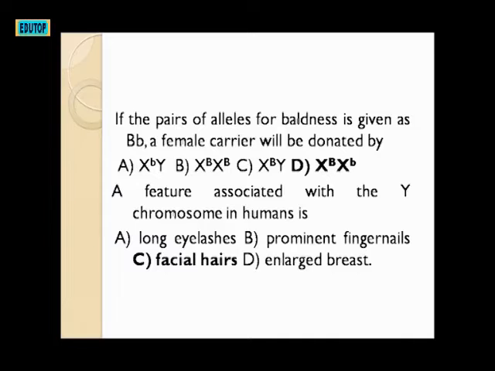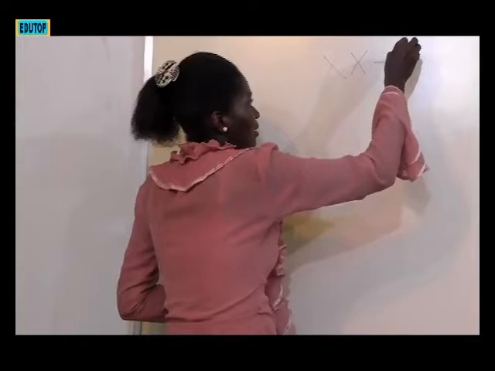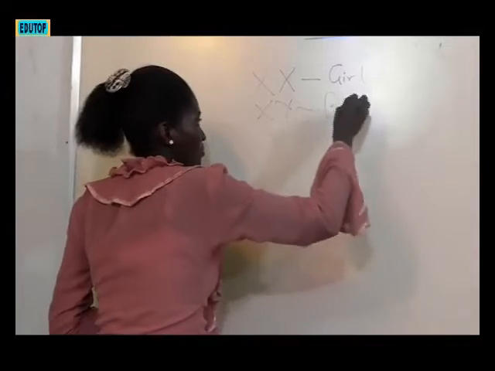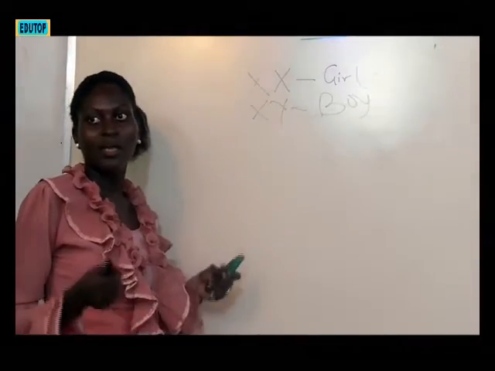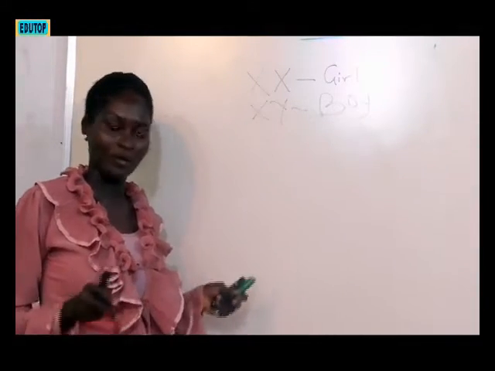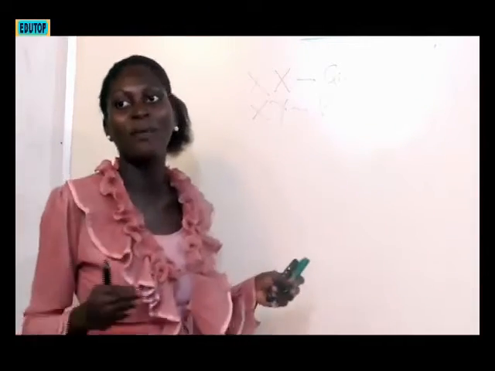The next question says, if the pair of alleles for baldness is given as BB, a female carrier will be denoted by what? Now, this question has ruled out 50-50. You know what you are doing. I said earlier that you have XX as a girl or a female, while XY is a boy or a male. Option A says XBY, so that tells you it is a boy. That option is out. Don't even consider it, because the question is asking a female carrier.